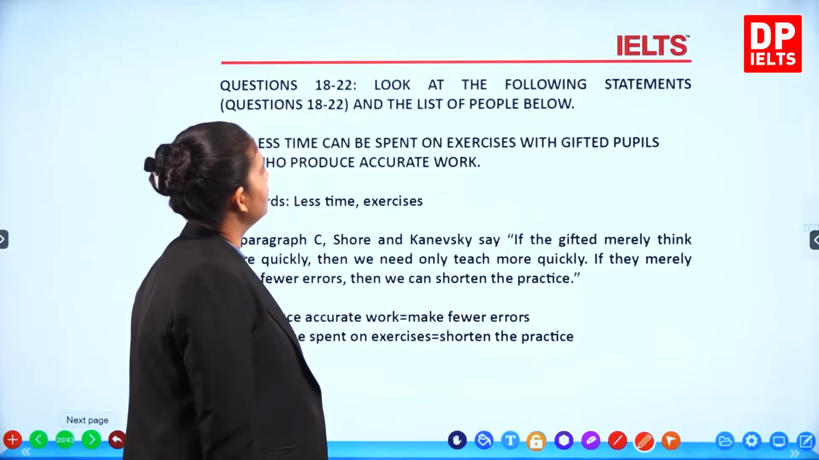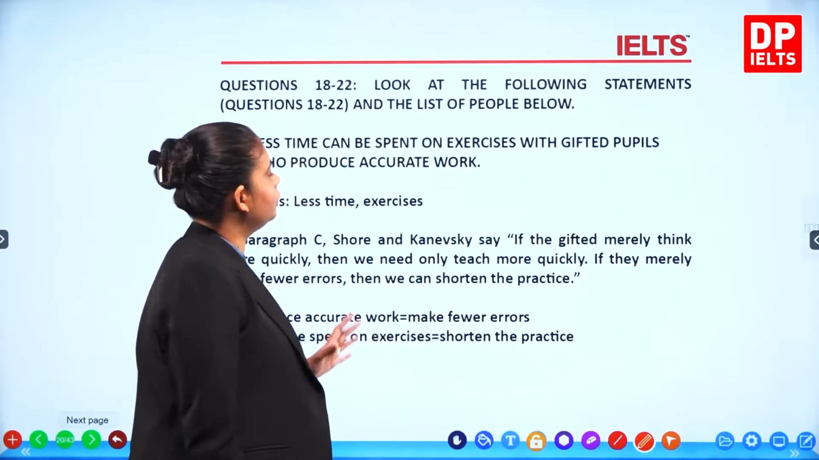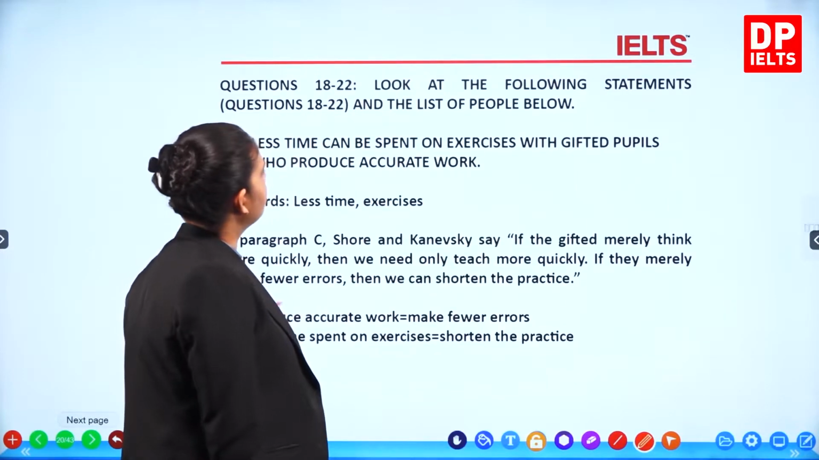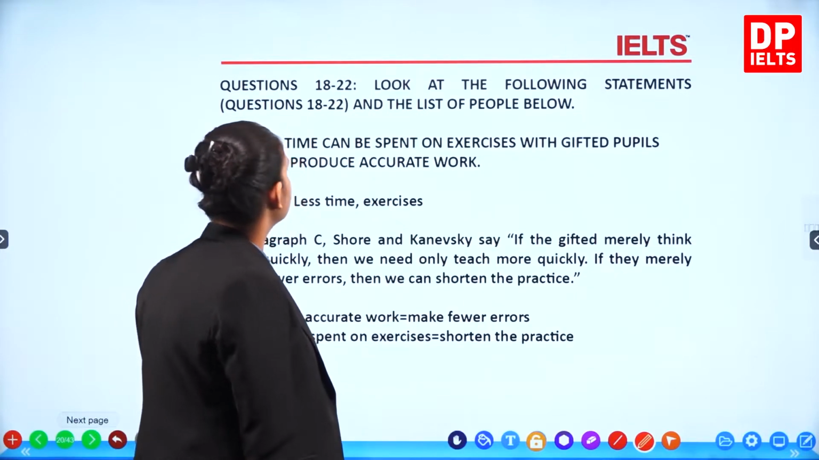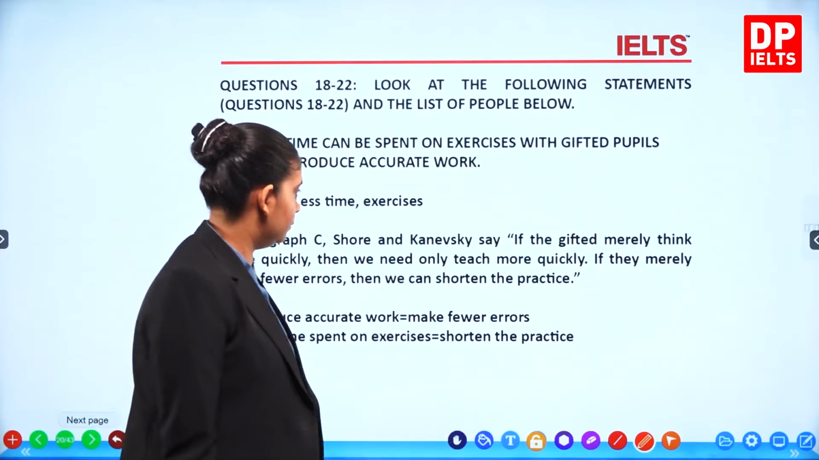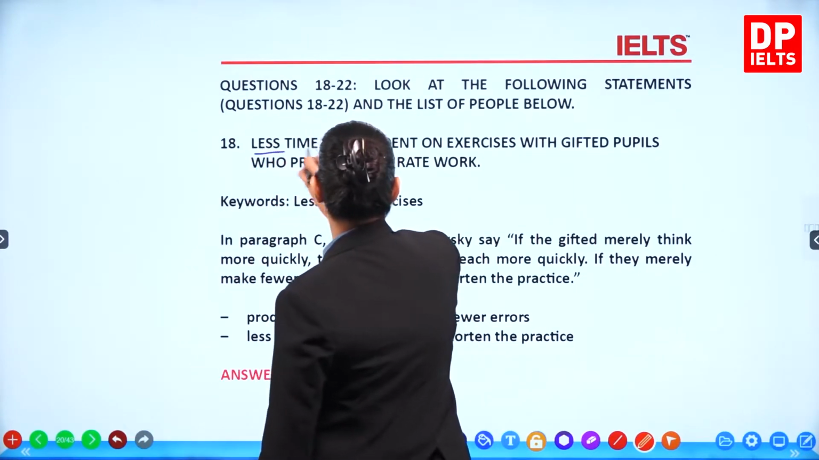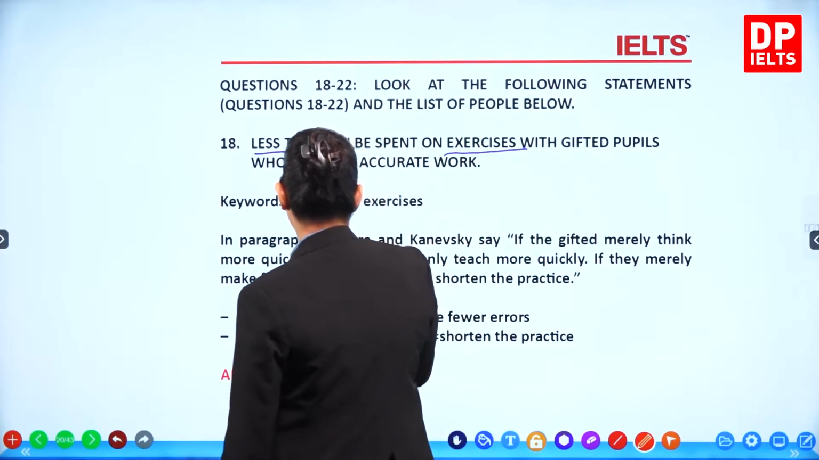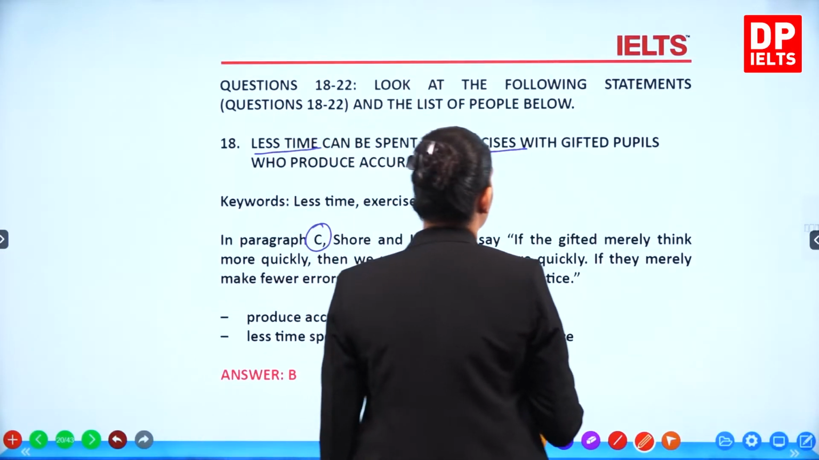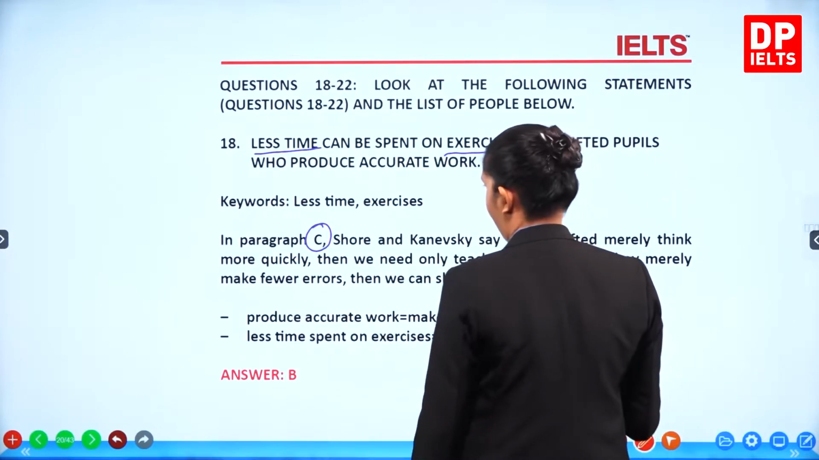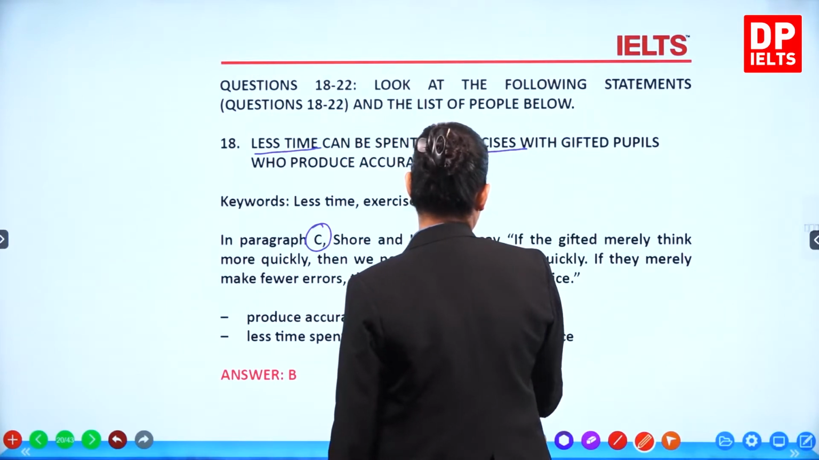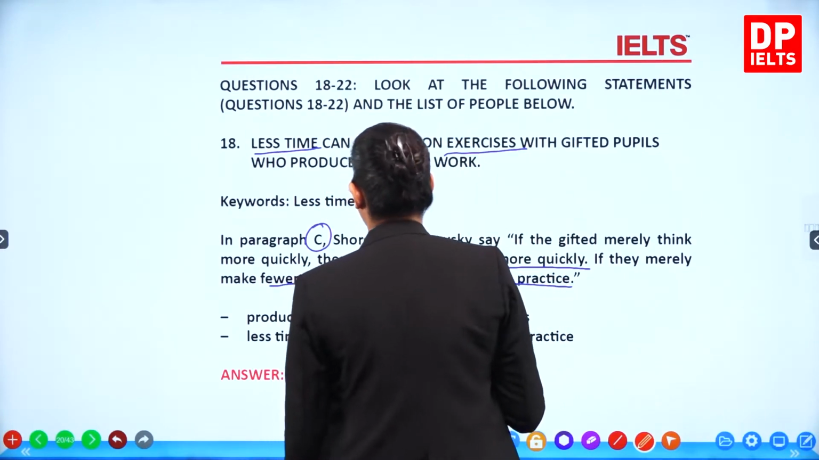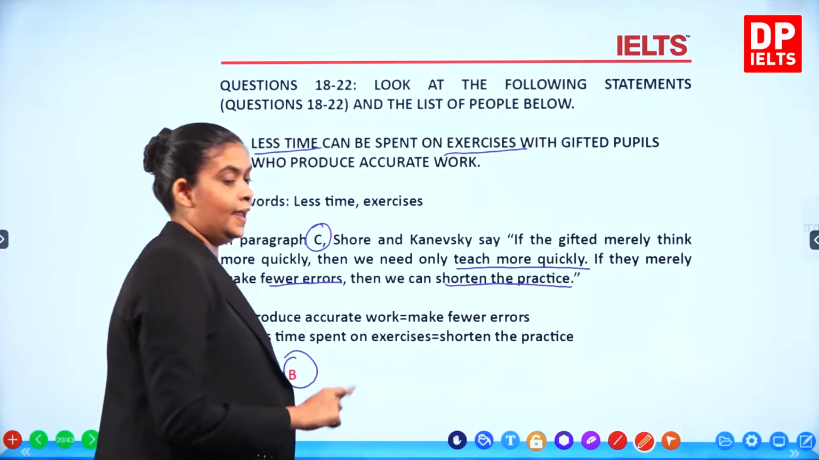Questions 18 to 22. Look at the following statements and the list of people below. Less time can be spent on exercises with gifted pupils who produce accurate work, right? Go to para C. Shaw and Cansby say if the gifted merely think more quickly, then we only need to teach more quickly. If they merely make fewer errors, then we can shorten the practice. So, the most appropriate answer is going to be B.